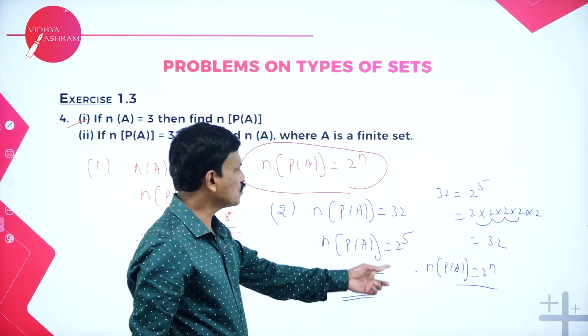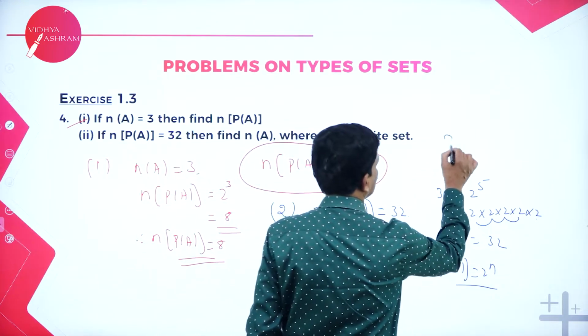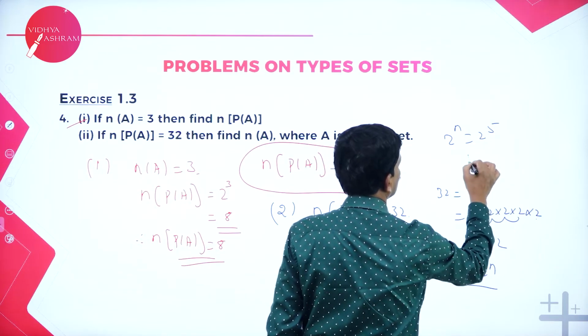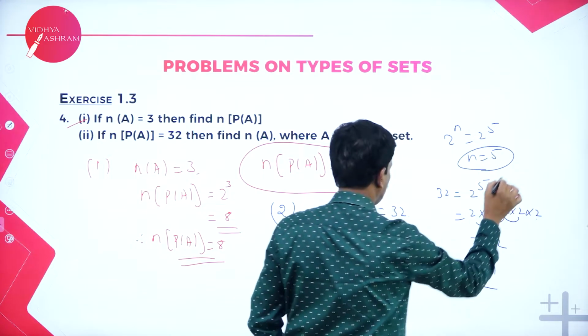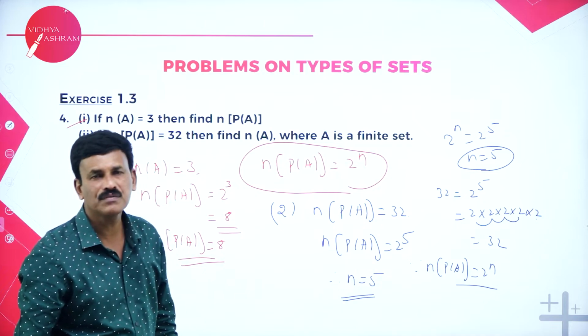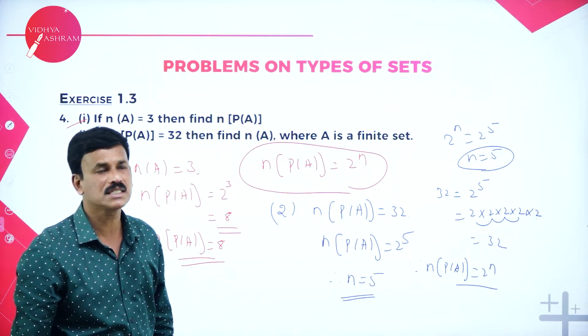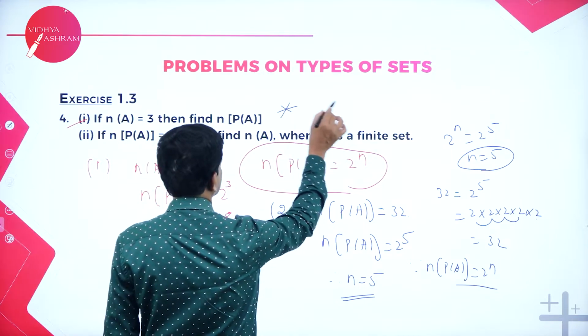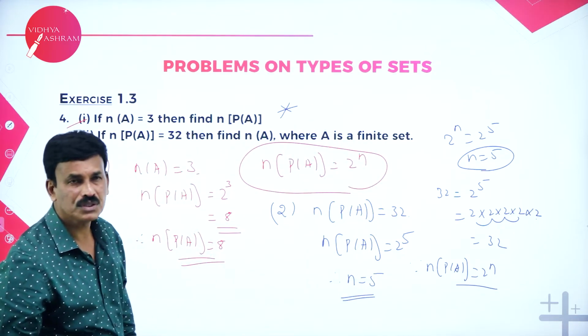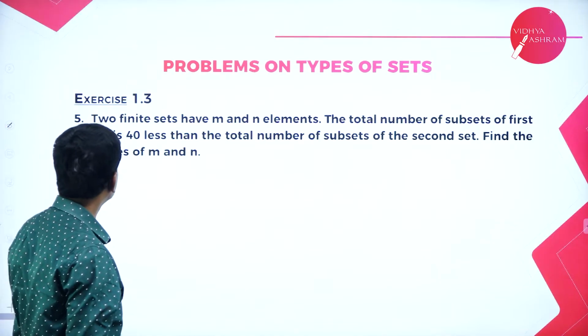So equate this to 2 to the power of n. 2 raised to n is equal to 2 to the power of 5. Therefore n is equal to 5. The number of elements of the set is 5. That's it. Very important problem this is. Okay, hope you followed. Now let us come to the next problem.